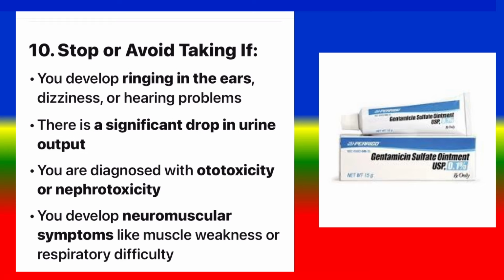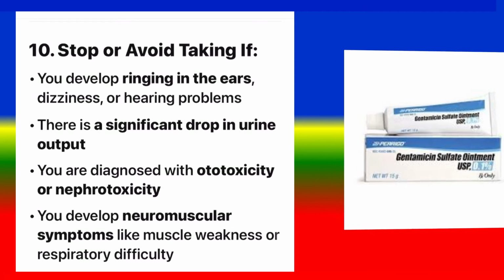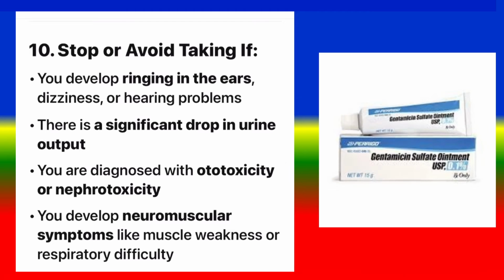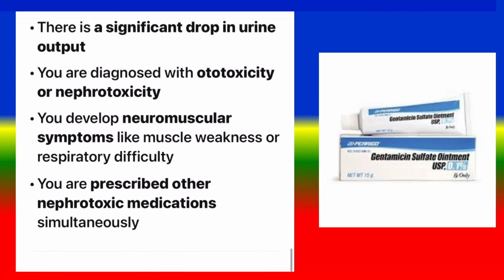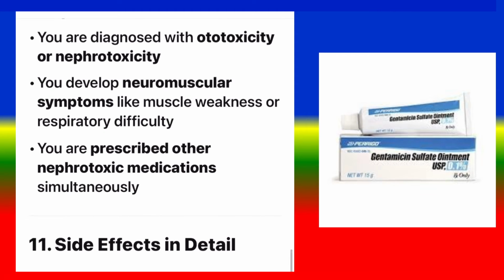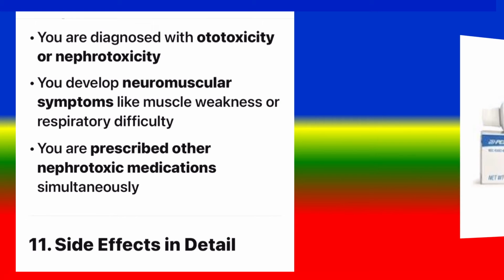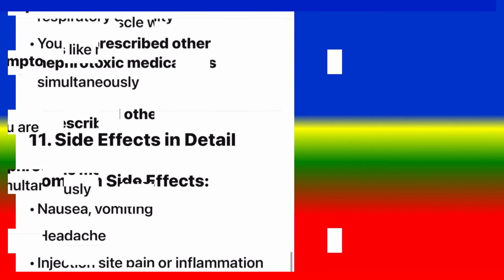10. Stop or avoid taking if you develop ringing in the ears, dizziness, or hearing problems. There is a significant drop in urine output. You are diagnosed with ototoxicity or nephrotoxicity. You develop neuromuscular symptoms like muscle weakness or respiratory difficulty. You are prescribed other nephrotoxic medications simultaneously.